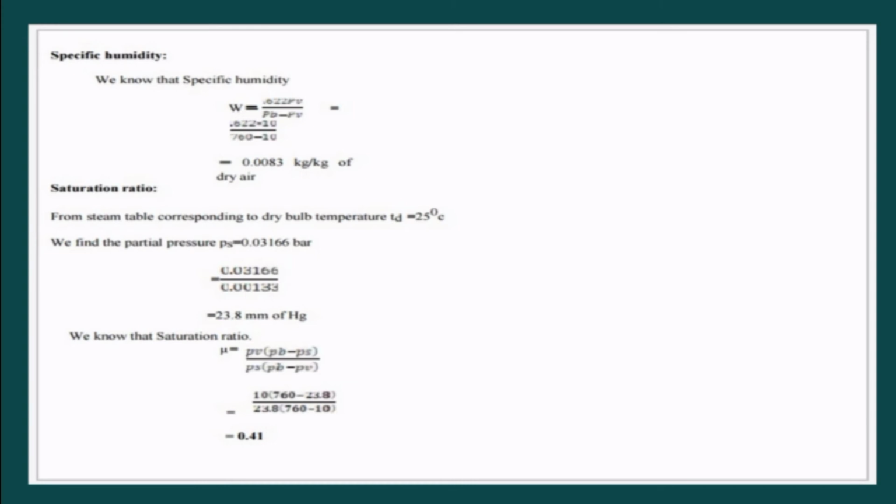We know that the saturation ratio is equal to PV times the parenthesis of PB minus PS all over PS times the parenthesis of PB minus PV. Substitute the value: 10 times the parenthesis of 760 minus 23.8 all over 23.8 times 760 minus 10. The saturation ratio is equal to 0.4.